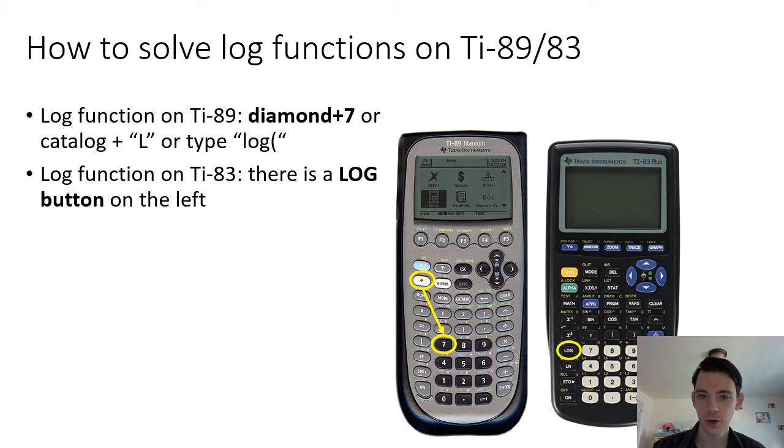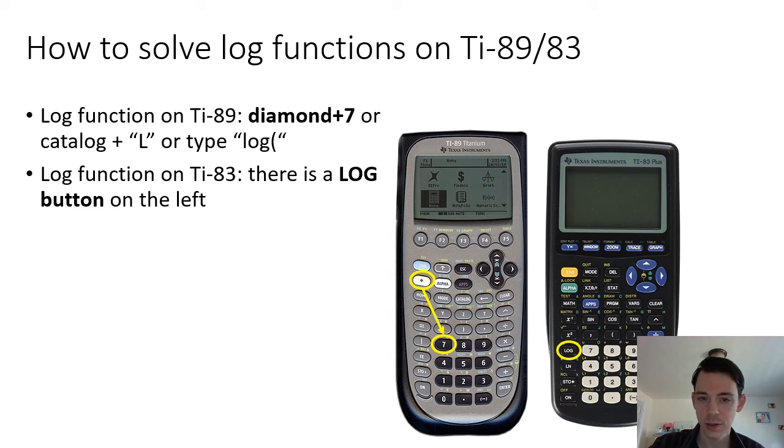Solving log functions on a graphing calculator is pretty easy. On a TI-89, it is quite hidden. It is diamond 7 that will type log into your calculator for you. Alternatively, you can type catalog L to scroll down to log, or you could just type in log parentheses. Log and natural log are two different things. Natural log is the LN button. We're not going to be using that in this class.